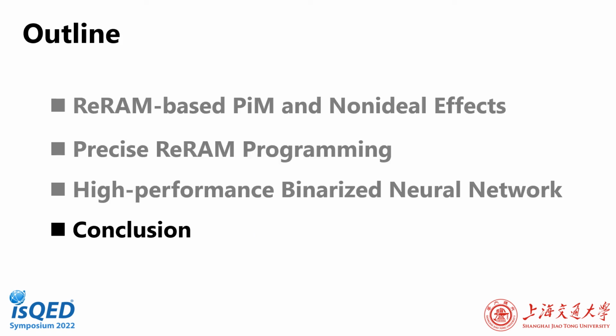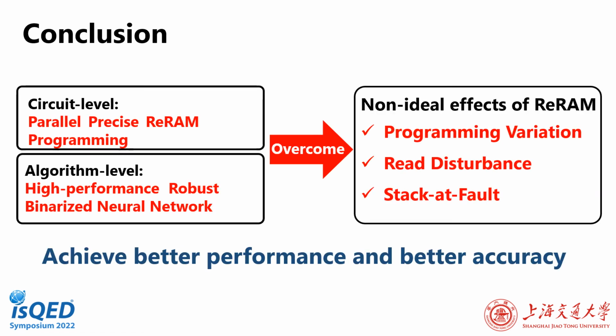In the last section, I'll give a brief conclusion. We focus on ReRAM-based processing-in-memory system and the target to overcome the non-ideal effects. Both circuit and algorithm level optimization are proposed to solve different effects. Our parallel precise ReRAM programming scheme could rapidly and precisely program the ReRAM to resist the programming variation. Our novel circuit design greatly enhances the programming speed and reduces the energy consumption, which will benefit the overall performance.